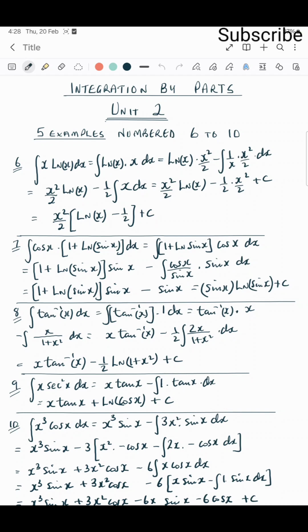This video is another one on integration by parts, which I've called Unit 2, and it contains 5 examples numbered 6 to 10. The numbers 1 to 5 were contained in the first unit. So starting off with number 6, the integral we want to find is the integral of x multiplied by log n of x dx.